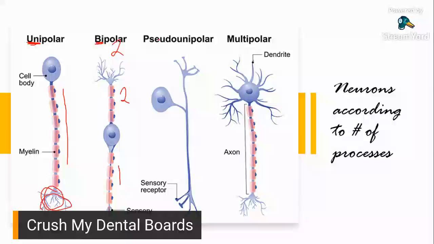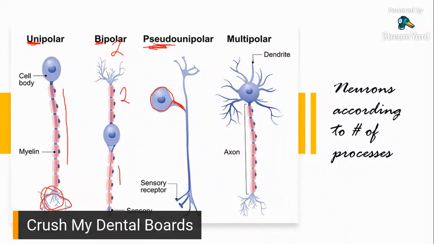And then the next type of neuron, according to number of processes, is the pseudo-unipolar. What does pseudo mean? It's like fake, right? As if there's only one. So for pseudo-unipolar neurons, this is what it looks like. How would this differ from your unipolar? With the actual unipolar, you literally have just one nerve process extending from your cell body. Now with the pseudo-unipolar, you still have one cell body right here, and you have one process extending from your cell body.